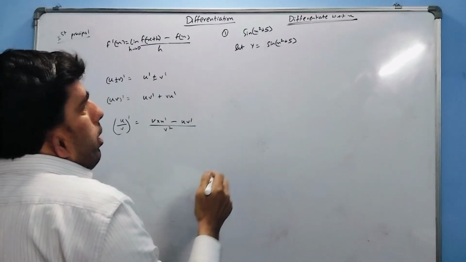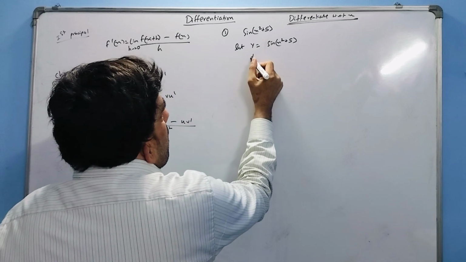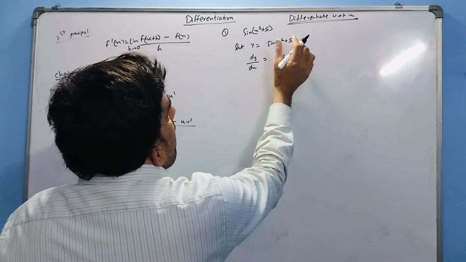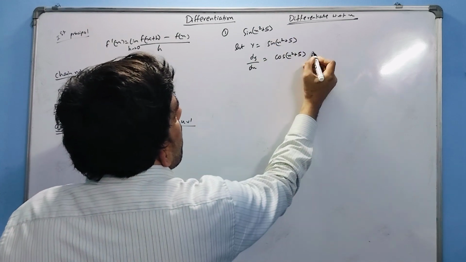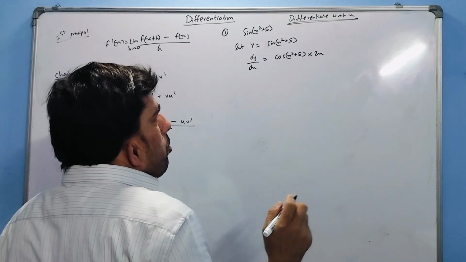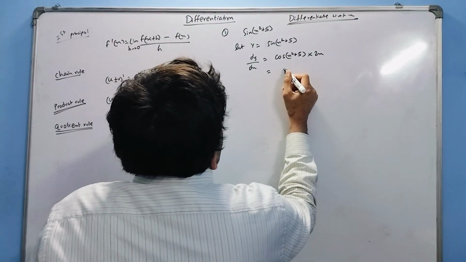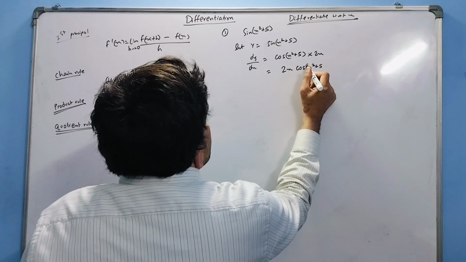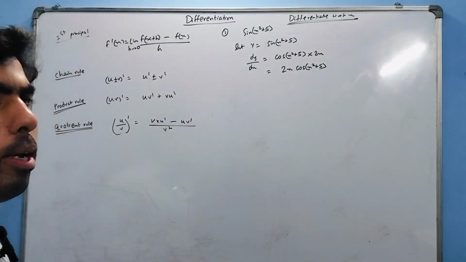How will we differentiate this? Assume y is equal to this much. So we have dy upon dx is equal to differentiation of sin, which will be cos, into differentiation of x square plus 5, which will be 2x, because the differentiation of 5 will be 0, as the differentiation of a constant is 0. So we write 2x into cos of x square plus 5. This is the first question we have done.